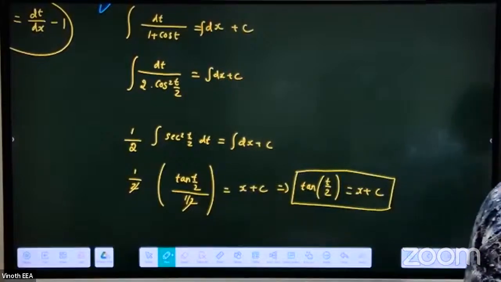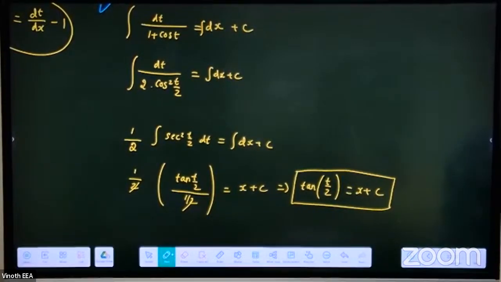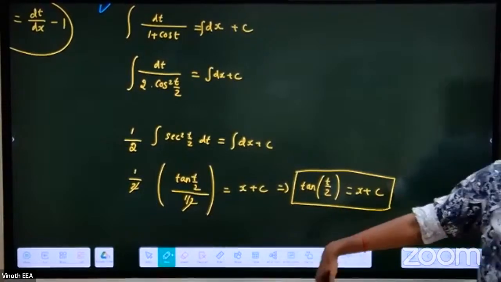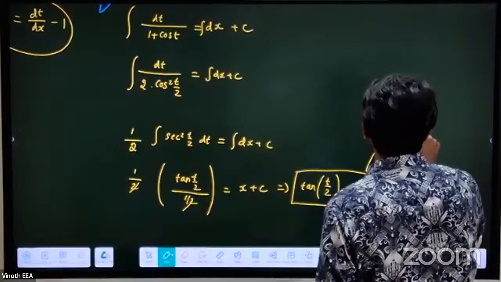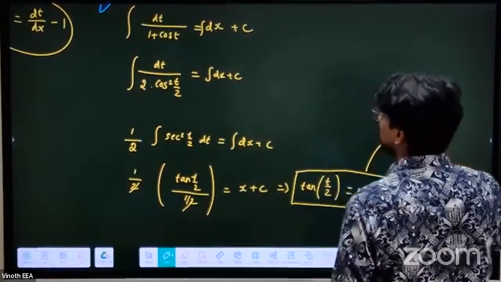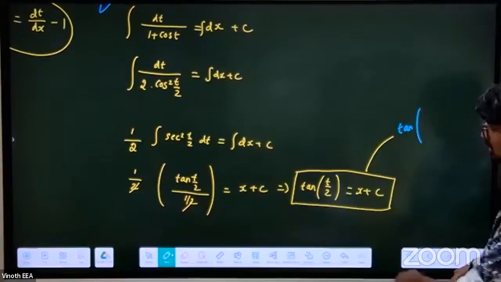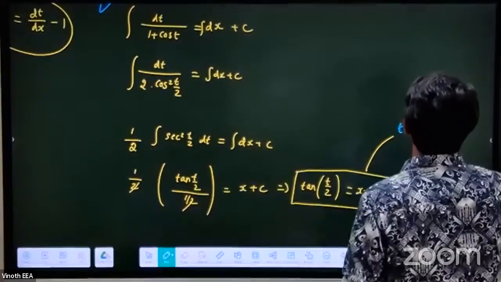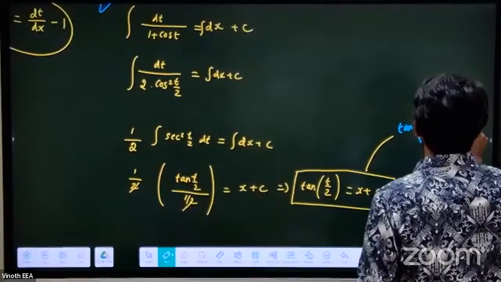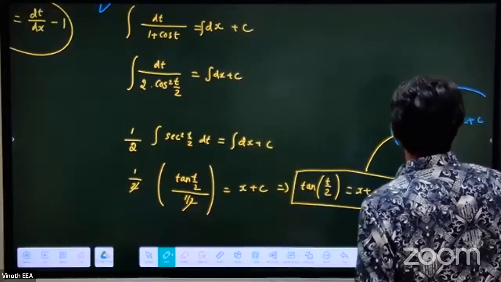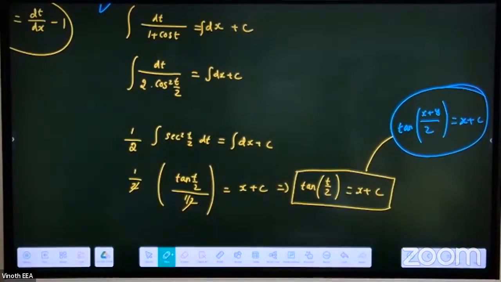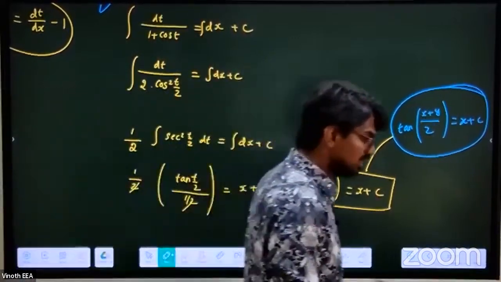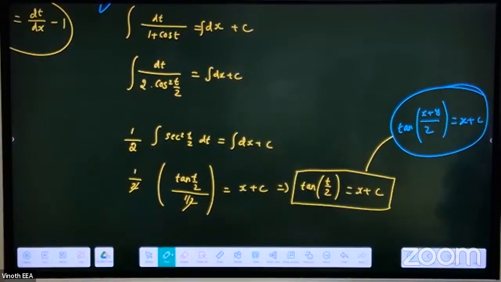But I want it in x and y, right? Is a boundary condition given? If a boundary condition is there, then you need to find out. First of all, what is tan t by 2 in terms of x and y? t is nothing but x plus y, so tan of x plus y by 2 is equal to x plus c. Now use the boundary condition and find out c. Boundary condition is y of 0 equal to pi by 2.